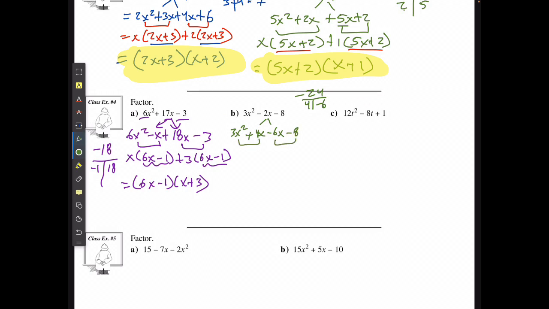Group the sets. The first one, all I can pull out is an x, and I'm left with 3x plus 4. And the second set, I'm going to pull out a negative 2, and I'm left with 3x plus 4. What's inside the brackets matches, so it's going to be what's inside the brackets, 3x plus 4, times what's outside the brackets, x minus 2.